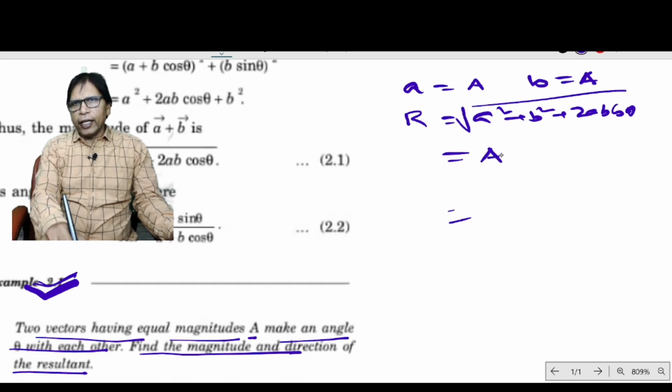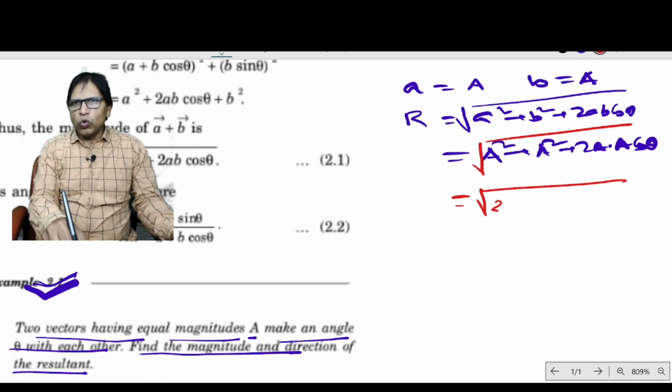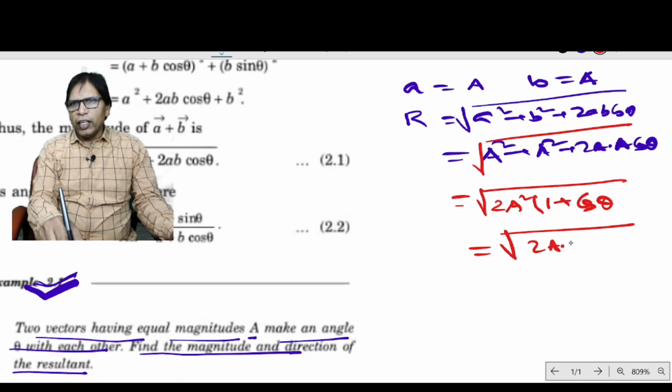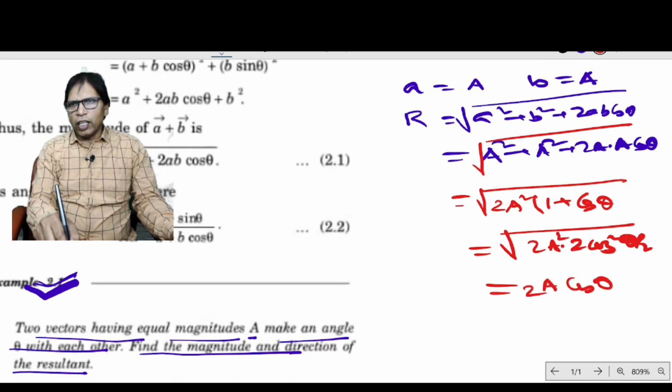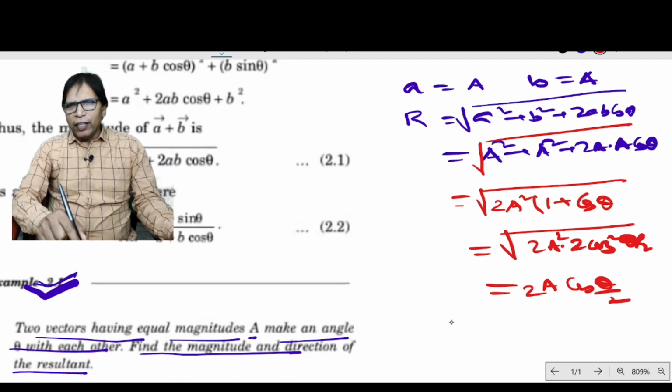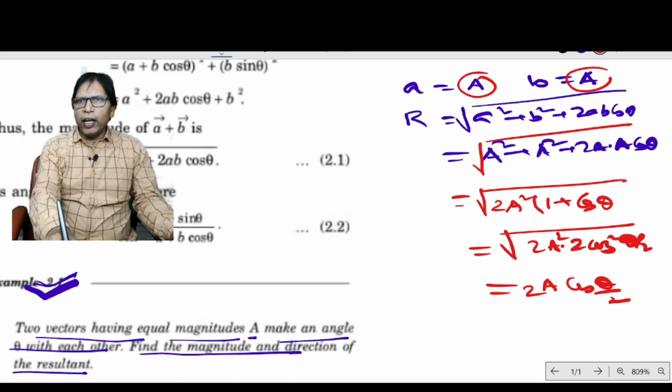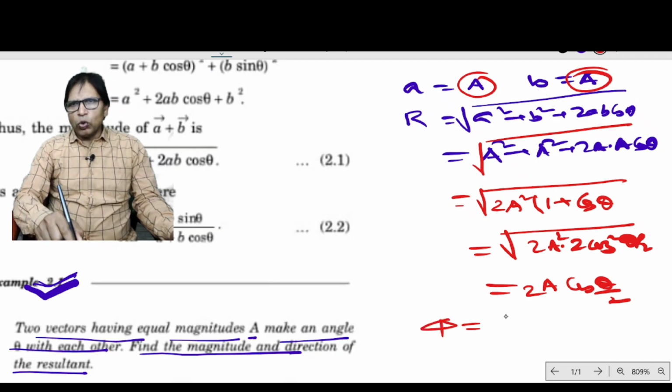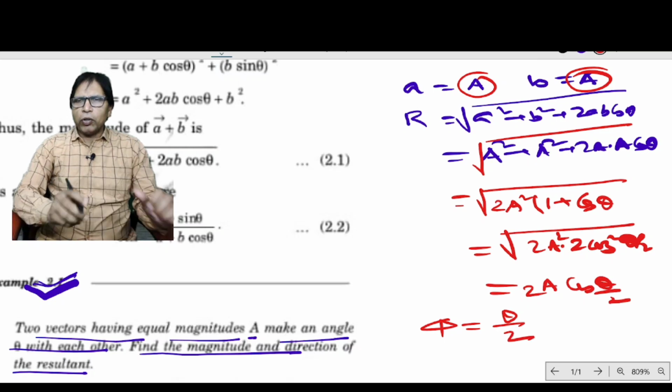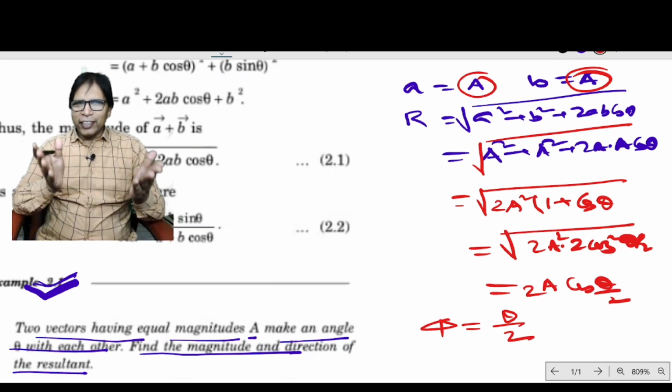So you get A square plus A square plus 2A square cos theta. This equals 2A square, which is common, times 1 plus cos theta. Now this is 2A square into 2 cos square theta by 2. So the resultant is 2A cos theta by 2. And phi, as the two vectors are equal, is equal to the angle bisector of the angle between them, that is phi equals theta by 2.